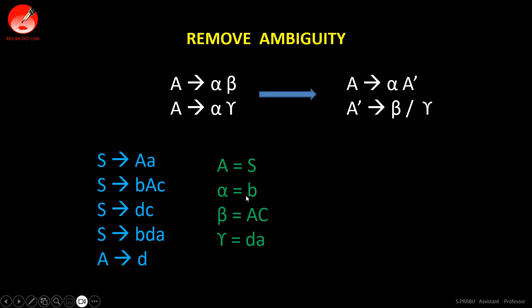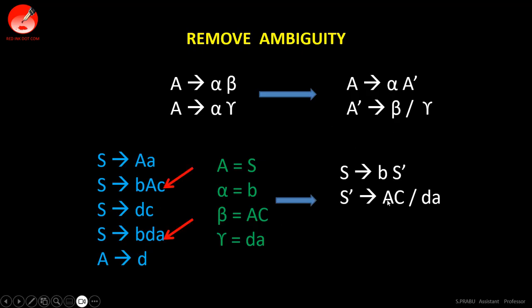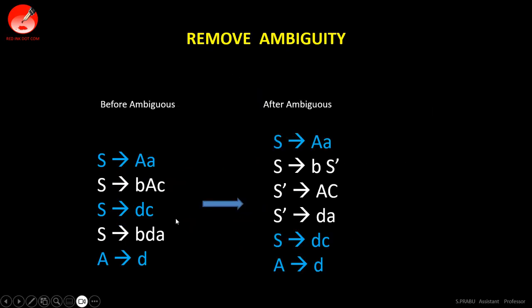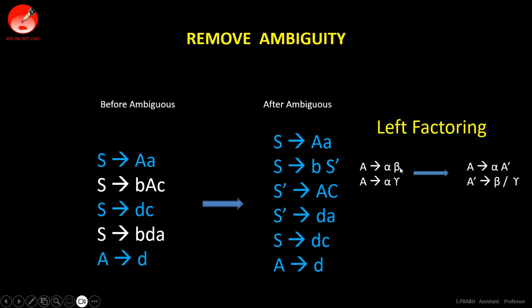Then you apply these values into this formula. So S tends to B S dash and S dash tends to beta or gamma. Here beta is AC, gamma is DA. So AC or DA. I rewrite the resultant production like this. So this is the solution. I add these 3 lines instead of the existing 2 lines. So this is the result. So ambiguity can be removed by applying left factoring, and this is the formula.